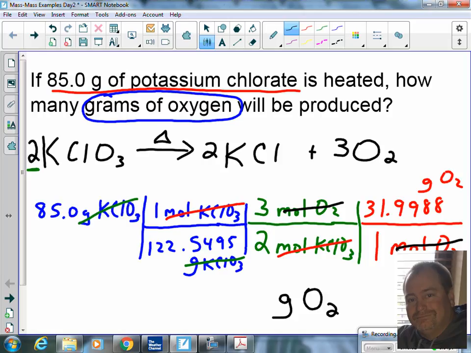How many significant figures do I have? 3. So I have my number as 33.3 grams of oxygen.